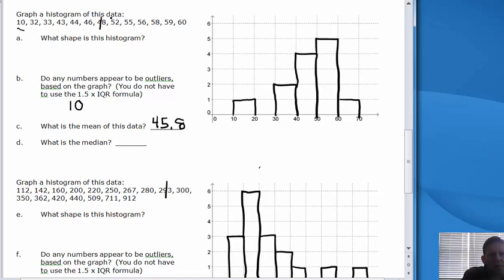The median is the middle number, and you'll notice I've drawn a line right here. We have 1, 2, 3, 4, 5, 6 numbers that are smaller than that, and we have 1, 2, 3, 4, 5, 6 numbers bigger than that. So 48 is the median in this case. So the mean and median are pretty close, but the median is a little bit bigger.